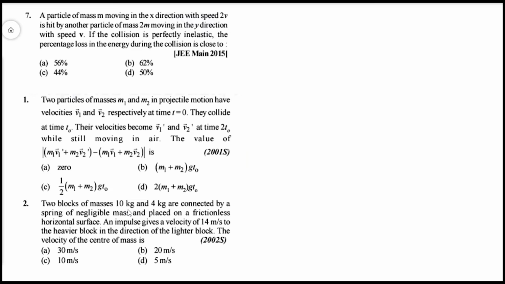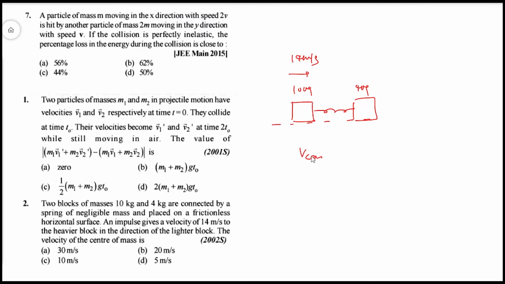Two blocks of masses 10 kg and 4 kg are connected by a spring of negligible mass and placed on a frictionless horizontal surface. An impulse gives a velocity of 14 meters per second to the heavier block in the direction of the lighter block. The velocity of the center of mass is? So you have one block, you have the other block, and this is 10 kg, this is 4 kg, and the surface is frictionless. An impulse gives a velocity of 14 meters per second to the heavier block. So this heavier block has been given a speed of 14 meters per second towards this 4 kg block, and they're asking about the velocity of the center of mass.